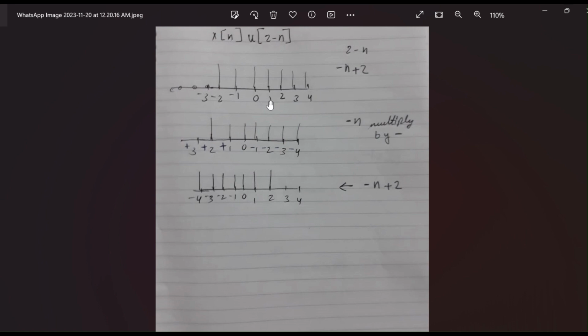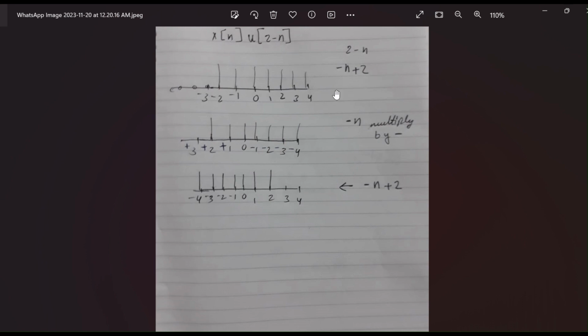We know that the unit step says from 0 or greater than 0 it is 1, elsewhere it is 0. Now it says negative n plus 2. What does plus 2 mean? Plus 2 means that we move by 2, which is an advance, so we move to the right by 2, and we will start the 1 from here.